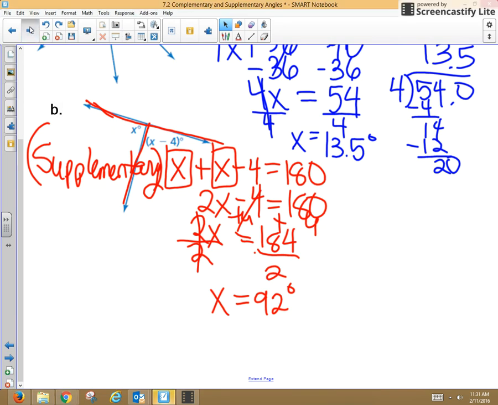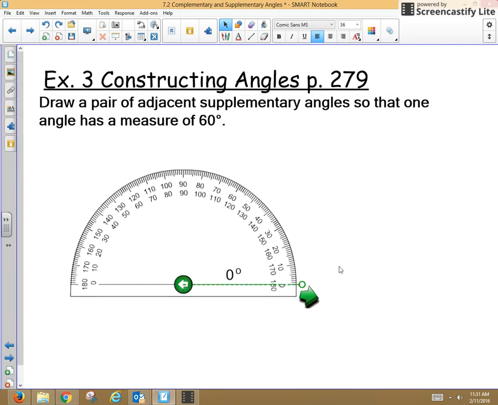Now I would like you to work on example 3 with me. And if you have a protractor at home, you need to pause the video and go get your protractor out, because this will definitely help you for activity 3. We need to draw a pair of adjacent supplementary angles. So they are 180 degrees, and they are next to each other with a common line and a common vertex since they're adjacent. And it says, make sure that one angle has a measure of 60 degrees.